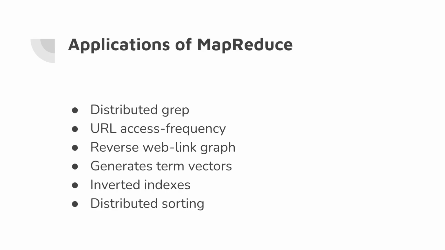MapReduce can also generate term vectors, which summarize important words in documents, and inverted indexes, which are essential for search engines. For an inverted index, the map function emits a word and the identifier of the document containing it. The reduce function gathers all document identifiers associated with that word. The system can even perform distributed sorting by emitting each record's sorting key and using the reducer's ordering behavior.